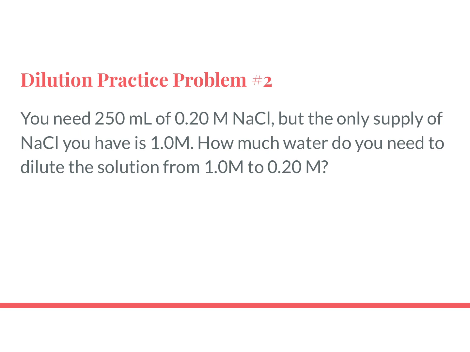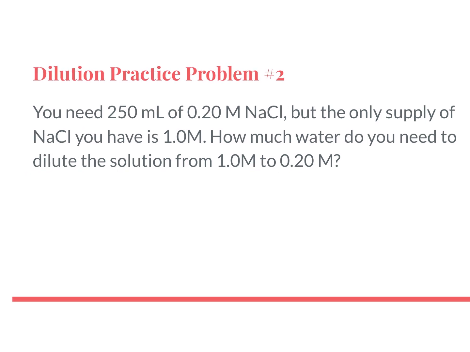This time you need 250 milliliters of 0.20 molar NaCl, but the only supply you have of NaCl is 1.0 molar. So how much water do you need to dilute the solution from 1 molar to 0.2 molar? First we just have to figure out our initials and our finals. Initially, what's the concentration of the sodium chloride you currently have? It says the only supply you have is the 1.0 molar.